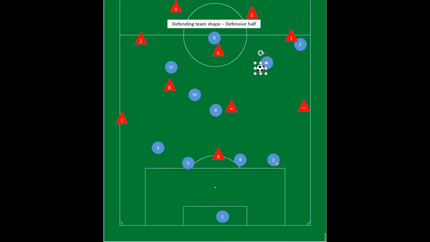Remember too, the 2s are going to push up, the 3s are going to push up. So as we move into our attacking formation now, with the 6, the 8s, and the 10s pushing up, now you start to see the structure that we were talking about in the attacking video.